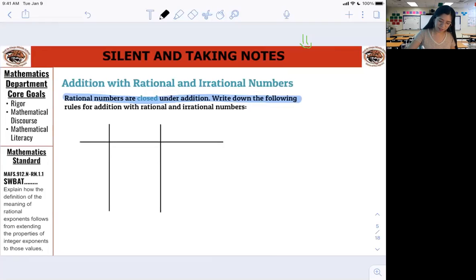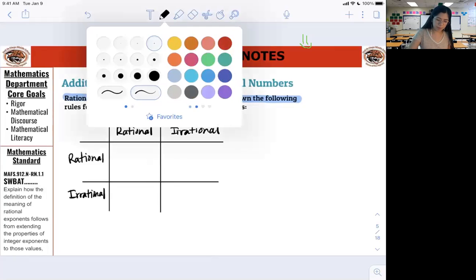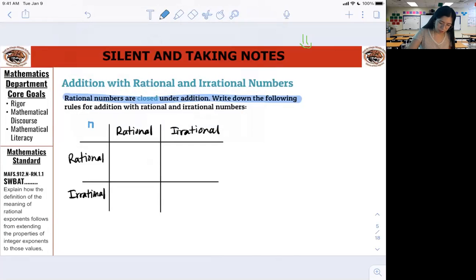Okay, we're going to make this little chart. So rational, irrational, rational, irrational. And this chart is an addition chart. So this is what happens when you add. Make a little plus sign. When you add rational numbers with irrational numbers.